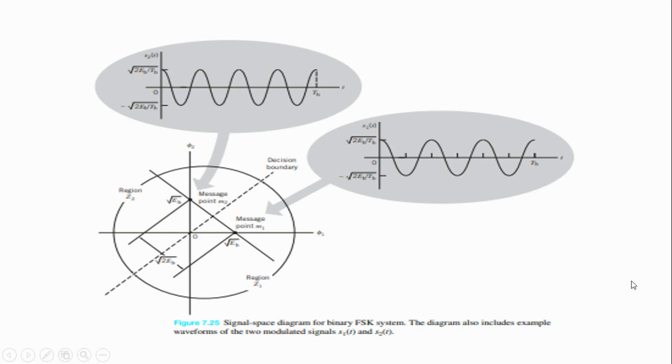In this, this is S1 of t and S2 of t. Binary 0 is represented by S2 of t, and binary 1 is represented by S1 of t. Here, this is the sample point. The sample points are square root of Eb comma 0 and 0 comma square root of Eb. These are the two basis functions phi 1 and phi 2, and the two message points are separated by a distance of square root of 2 Eb. Here, this is considered the decision boundary, and this is region 1 and this is region 2.